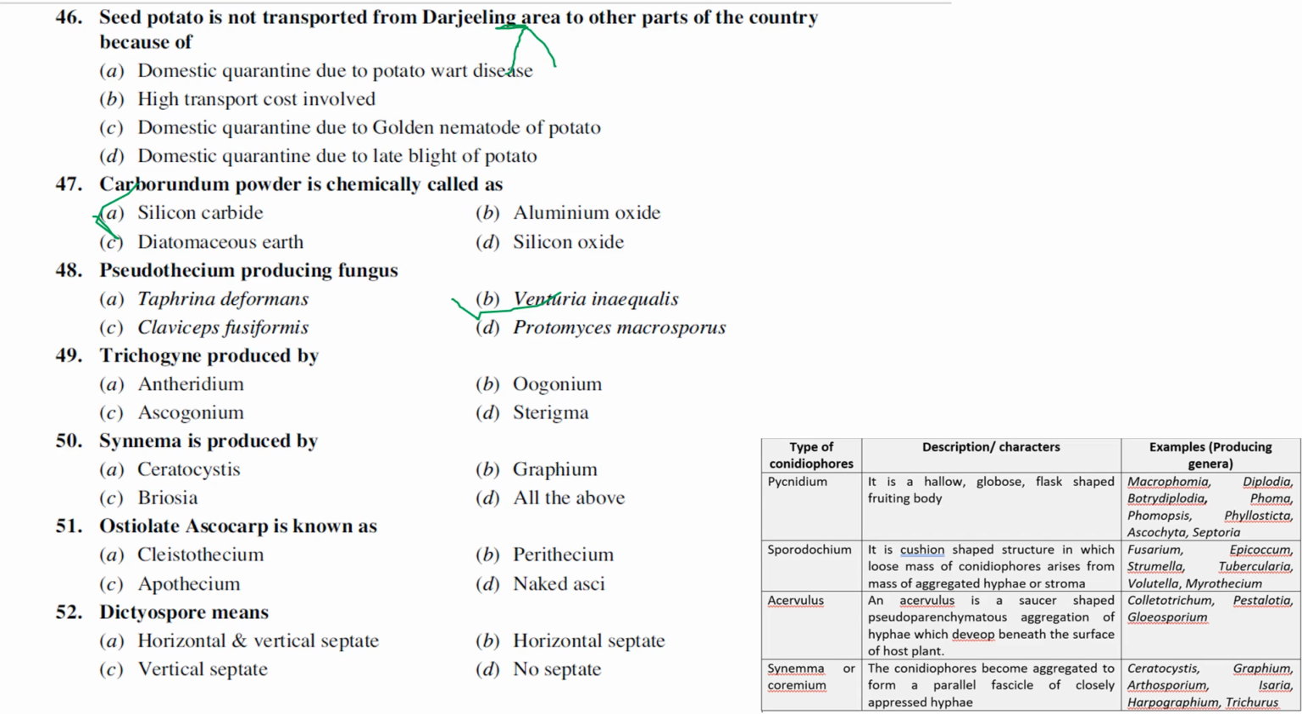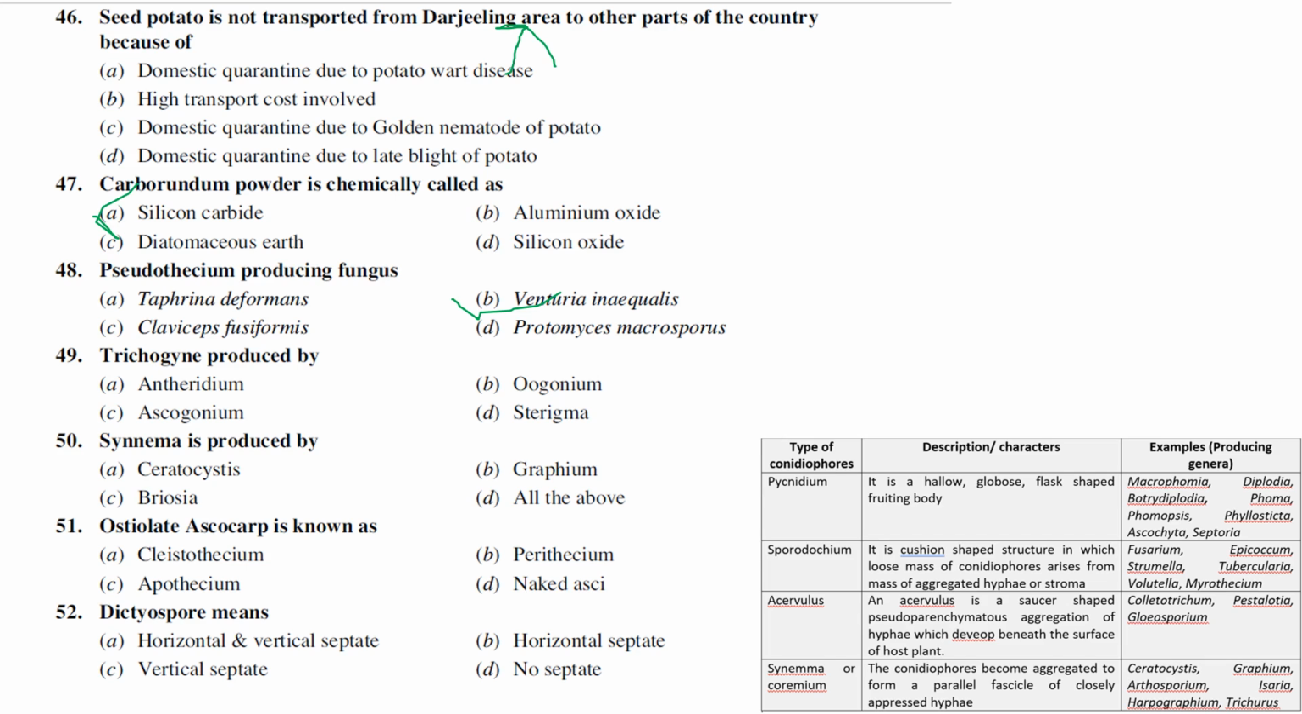sclerotia, right? And trichogyne is a tube-like structure formed during reproduction, right? Gametangial contact or gametangial copulation, from the ascogonium to the antheridium. From there a small tube is formed that is called trichogyne or terebrator generally. This is produced by the ascogonium. Antheridium is a male reproductive organ. Ascogonium is a female reproductive organ.